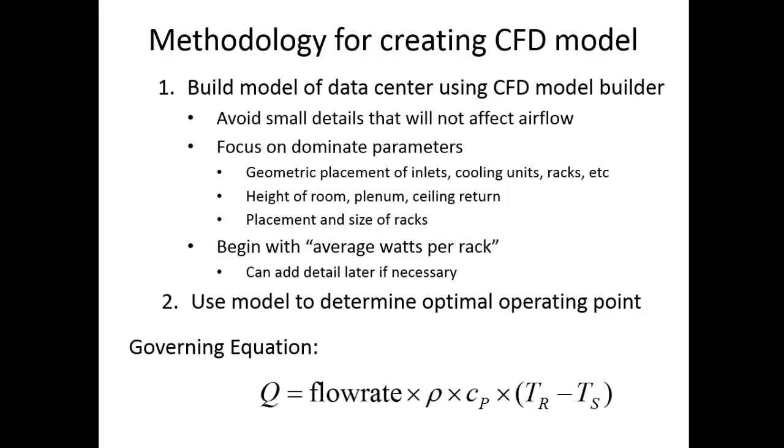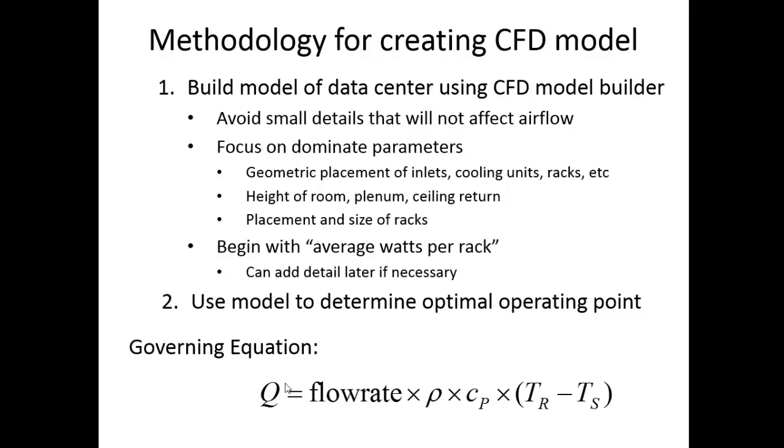And using average watts per rack is an excellent way to begin. You can always dial it in tighter later. You can get the wattage very specific within the rack if you want to, and according to its vertical height if you'd like later. But start off with average watts per rack. And in particular in a new design, you don't really know what's going to be in there anyway. So average watts per rack really works well. And then you use the model to determine the optimal operating point.